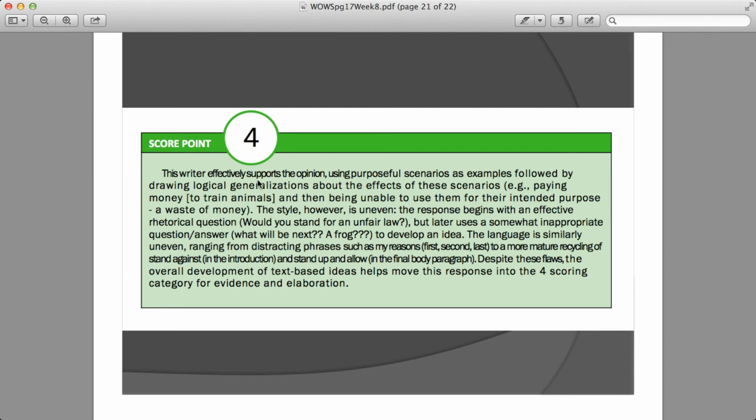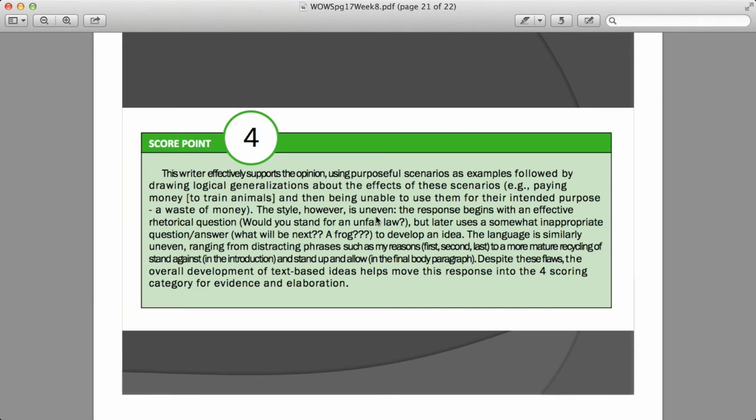They say, "This writer effectively supports the opinion using purposeful scenarios as examples, followed by drawing logical generalizations about the effects of these scenarios. For example, paying money to train the animals, and then being unable to use them for their intended purpose was a waste of money." They liked that. That was a good connection.